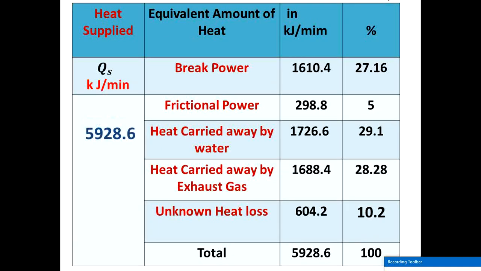Now we can see it in kilojoules per minute. What to do? Earlier it was in kilowatts. Whatever you have in terms of kilowatts, you multiply by 60. Then everything will be turned into kilojoules per minute. See, kilowatts means kilojoules per second. If you multiply by 60, then it is kilojoules per minute.